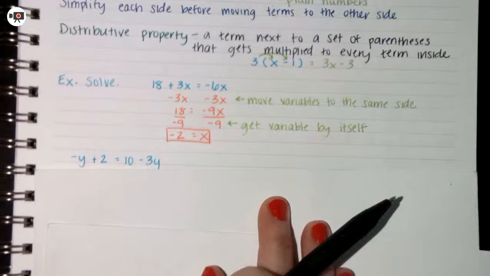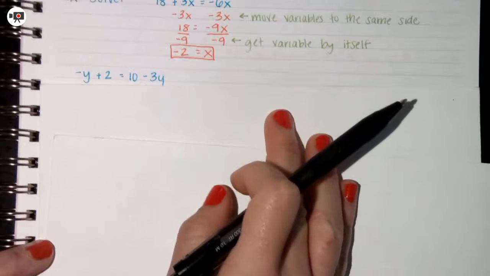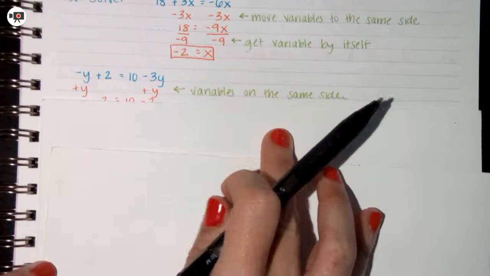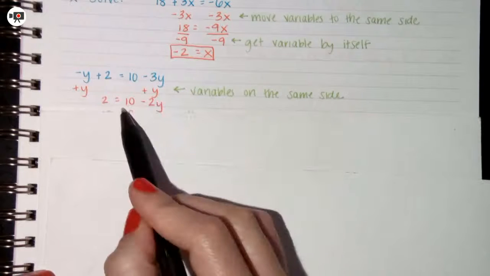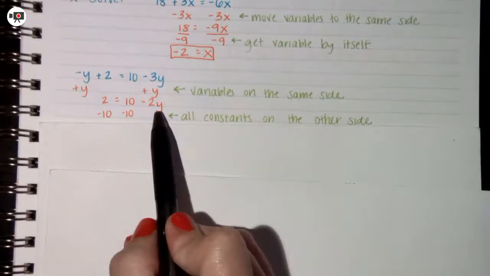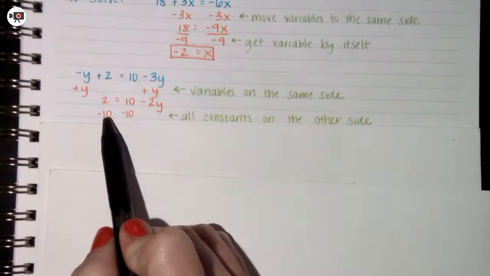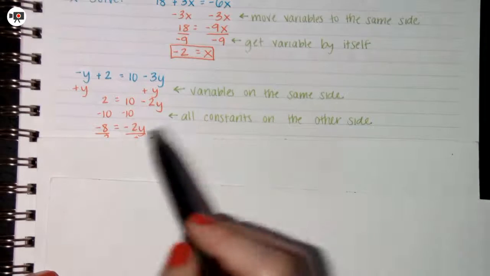I have negative y plus 2 equals 10 minus 3y. I have variables on both sides, so to move it to the same side, I'm going to add y. That is 2 equals 10 minus 2y, and to get my variable all by itself, I'm going to subtract 10 on each side. That leaves my variable term by itself.